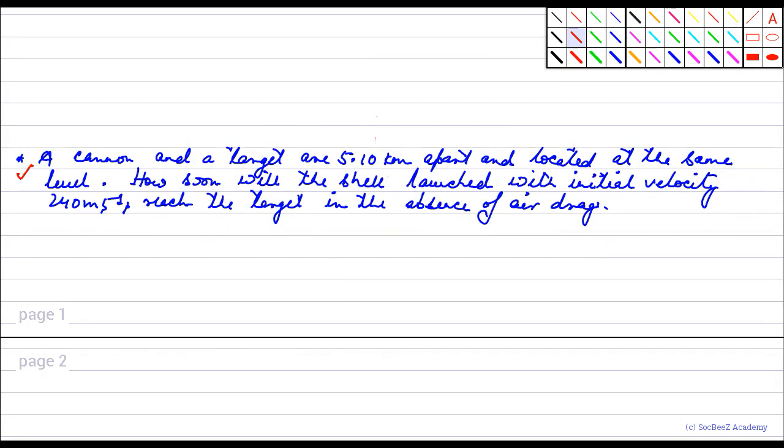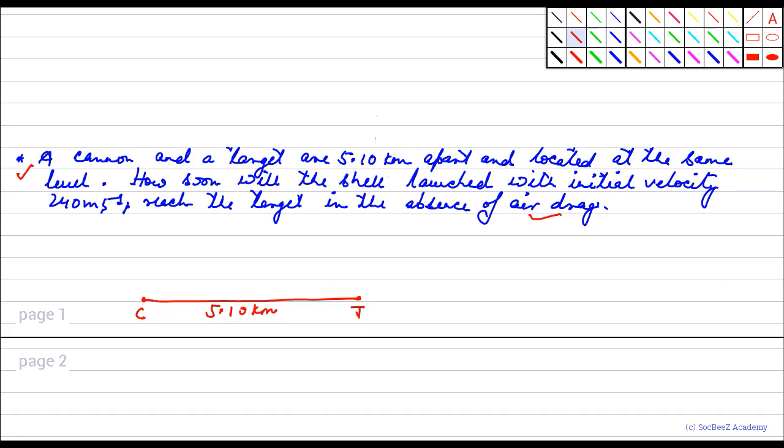So in this problem I have no air drag. I have a cannon and a target point which are at the same level. Let's say this is my cannon and this is my target point and they are at the same level. Now I have said that the distance between the cannon and the target is 5.10 kilometers. This can also be written as 5100 meters, right?